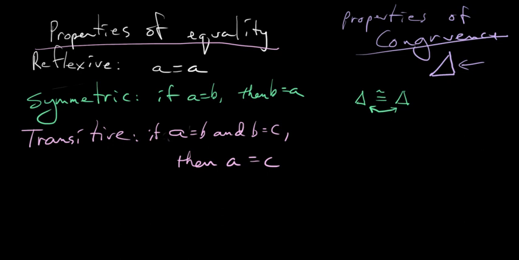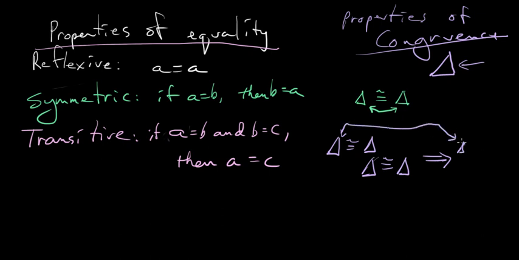And then finally, the transitive property: if this triangle is congruent to this triangle, and this triangle is congruent to this triangle, then this triangle is congruent to this triangle. And again, those are just three properties that tell us the things we need to know about equality and congruence.